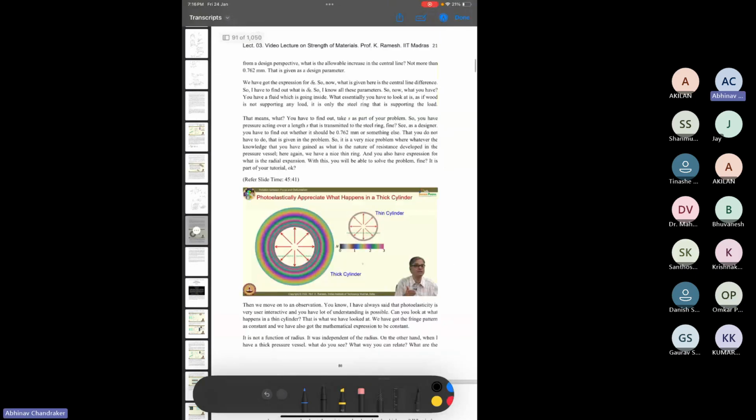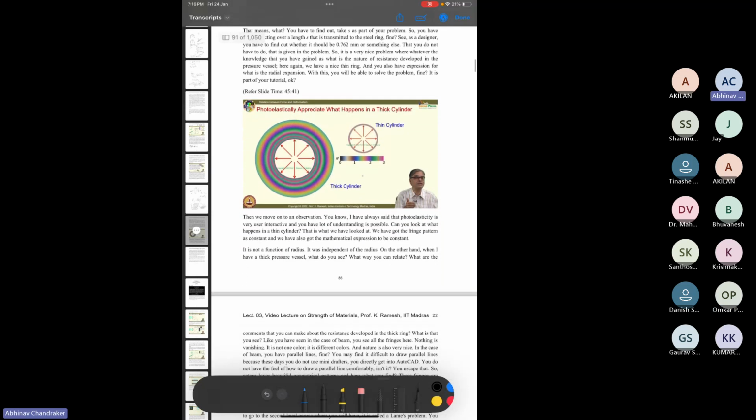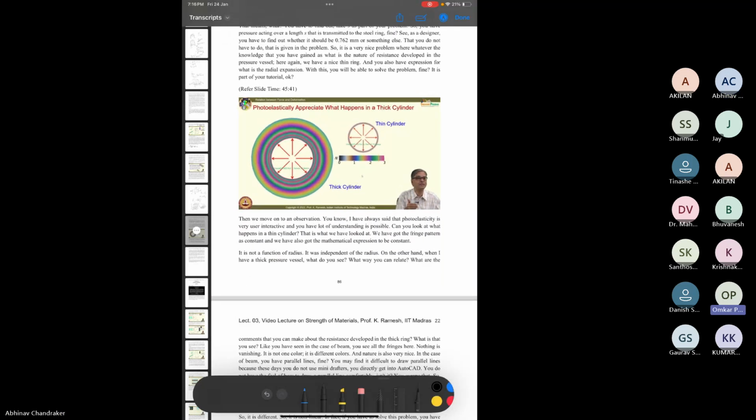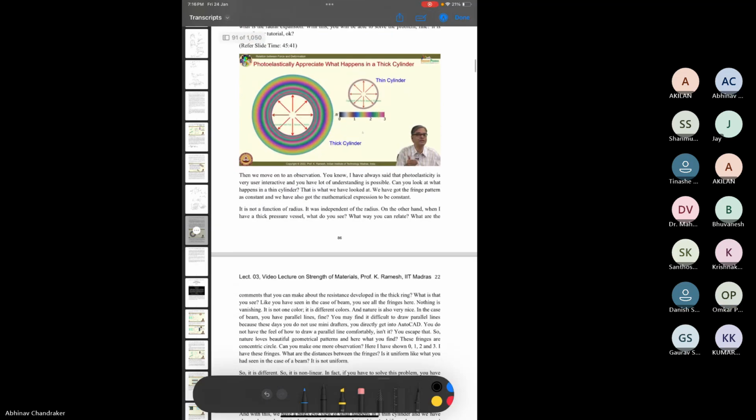So we talked about the stress experienced in a ring, and thickness will also have an effect. So you can see here that at different radii, the stresses have a circular symmetry, but at different radii, the value of the stresses are different.